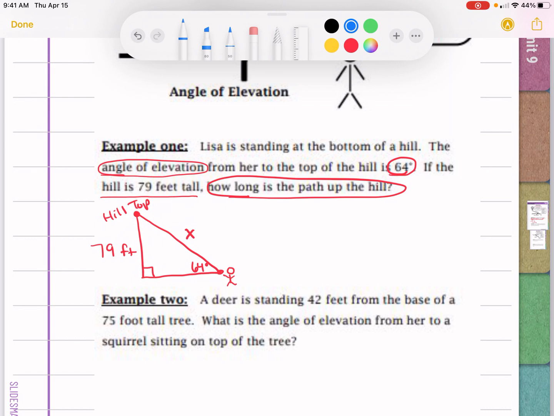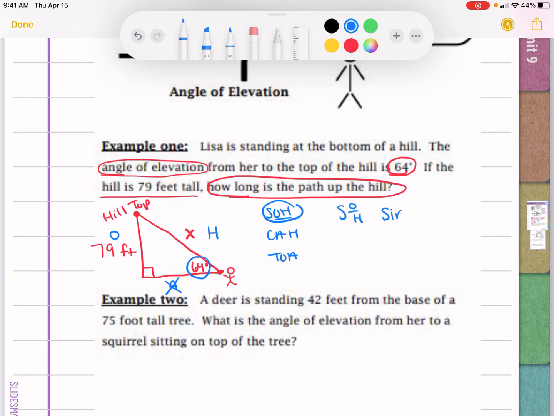So I'm going to label my sides. So my hypotenuse, this is my angle. So this would be opposite the angle. This would be adjacent. I'm going to cross off the adjacent side because it's blank. So I'm left with O and H. So I need to decide between SOH, CAH, or TOA. Well, O and H come out in SOH. So I'm going to use SOH.